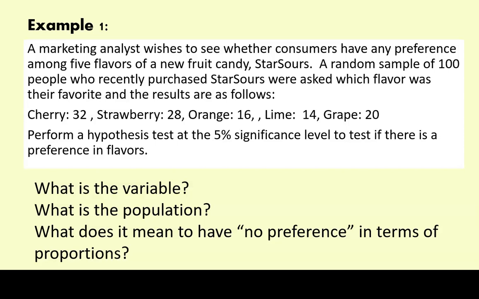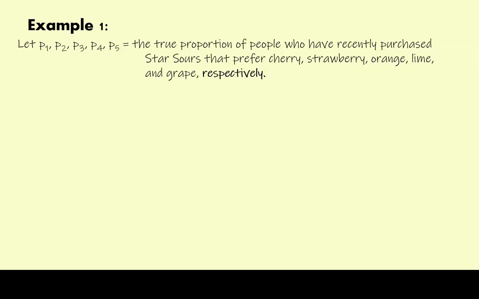Okay, what does it mean to have no preference in terms of proportions? Well, if I have no preference, that means that the preference of flavors should be equally distributed across all of these categories, uniformly distributed. No preference means one flavor is not liked any more than any other flavor in general. All right, so my null hypothesis and my alternate hypothesis are coming up, but let's walk through this.